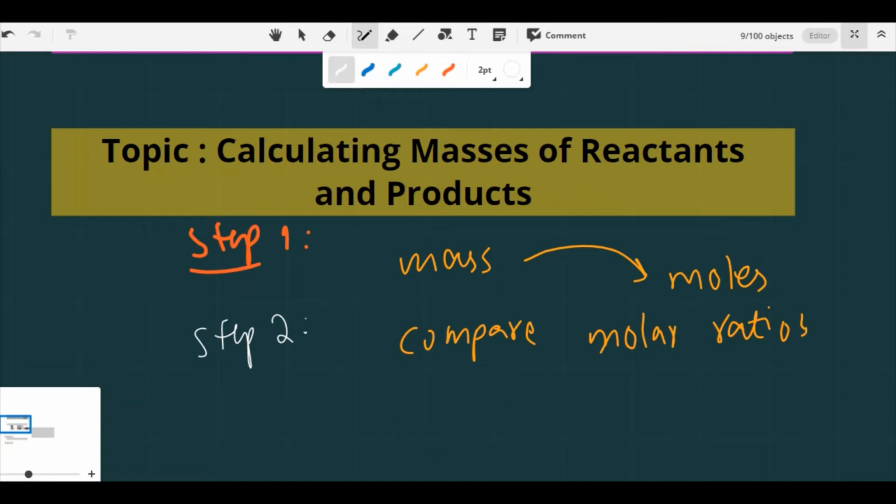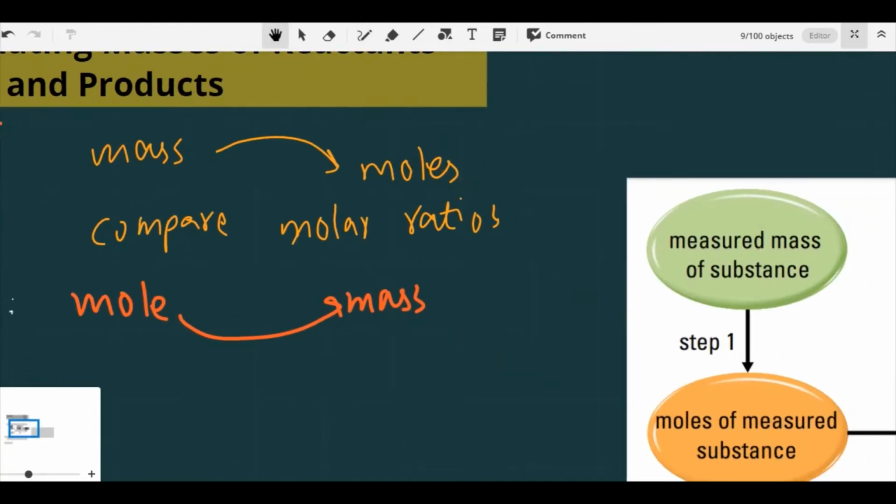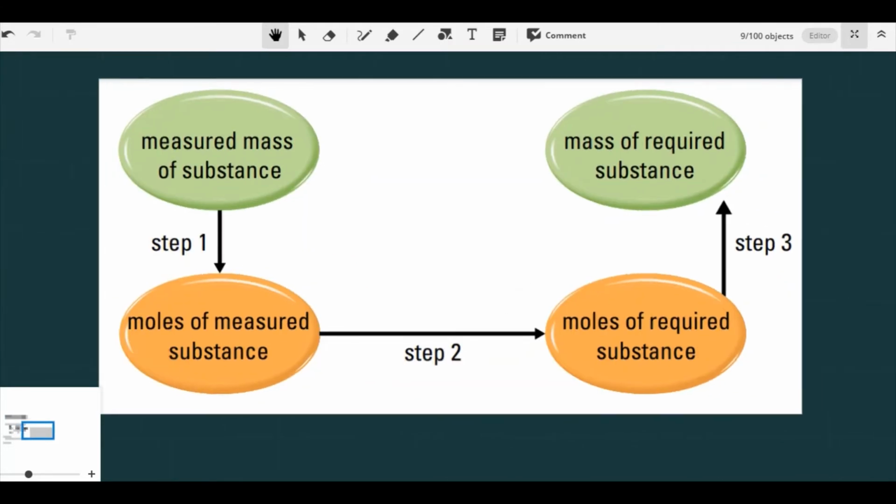And now step 3. After comparing the molar ratios, you can convert the predicted amount in moles into mass. So the next one is that you have to convert the new moles into mass. For example, I am going to show you here. These are the 3 steps.